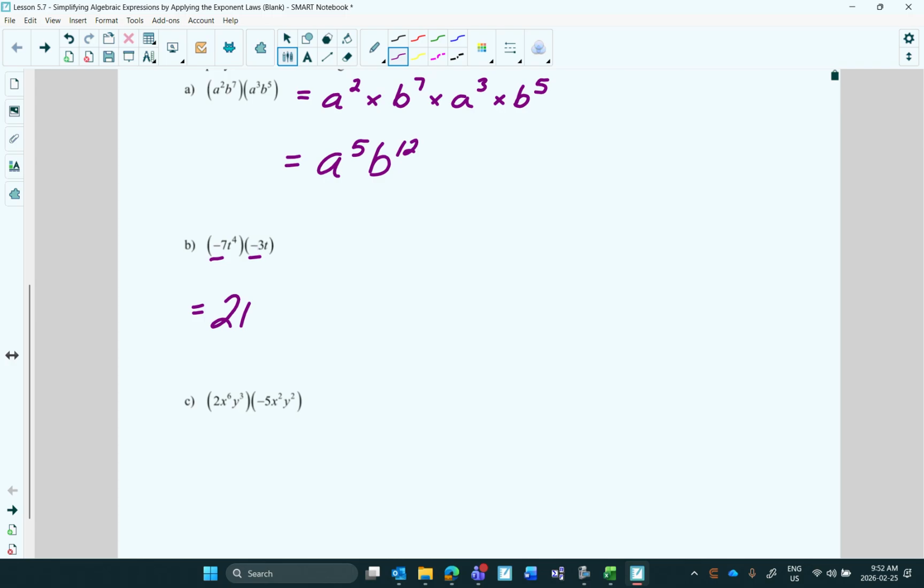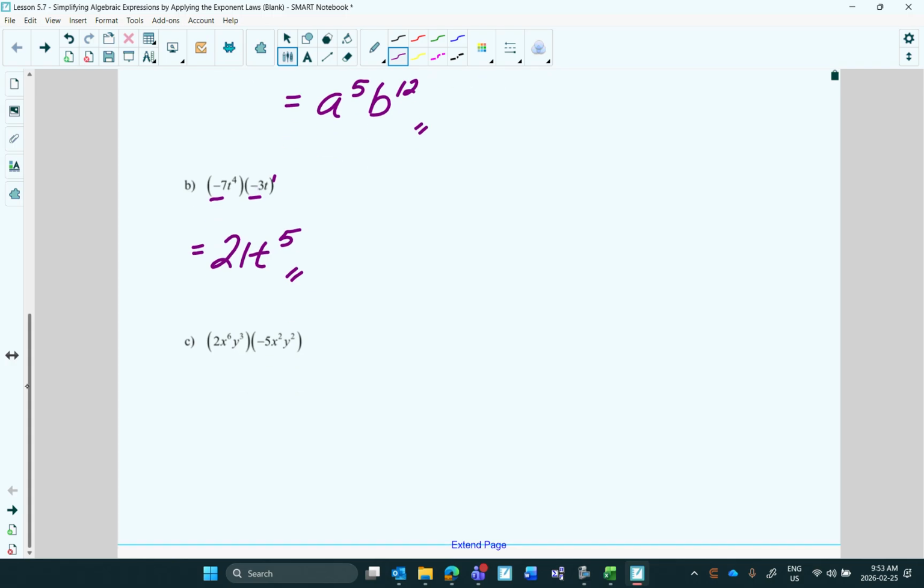Remember though, this t here, what's the exponent that goes with it? We just don't write it. So what's t to the 4th times t to the 1st? Follow the same reasoning for C. Multiply the numbers in front. Multiply the powers of x by adding the exponents. Do the same for the powers of y.